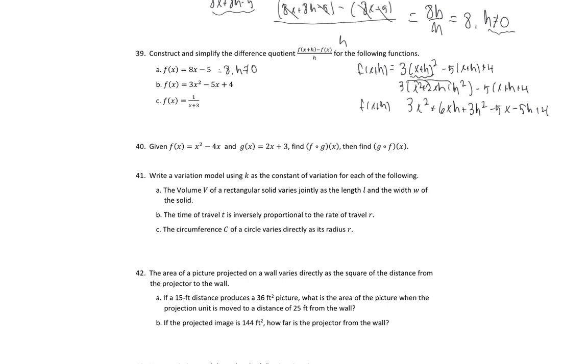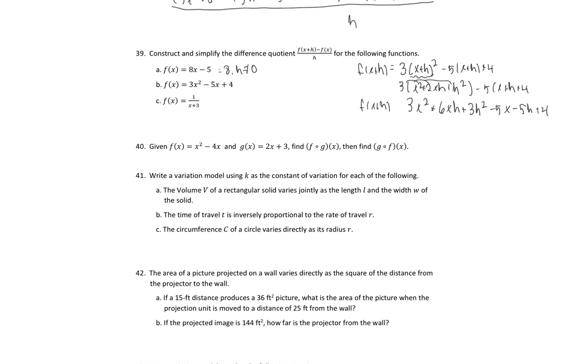So I'll go back above. When I go ahead and subtract my f of x from that, I'll get 3x squared plus 6xh plus 3h squared minus 5x minus 5h plus 4 minus 3x squared minus 5x plus 4. And remember, it's all divided by h. Well, 3x squared minus 3x squared, those cancel. Minus 5x minus 5x, those cancel. And 4 minus 4, those cancel. So what I'm left with is 6xh plus 3h squared minus 5h over h.